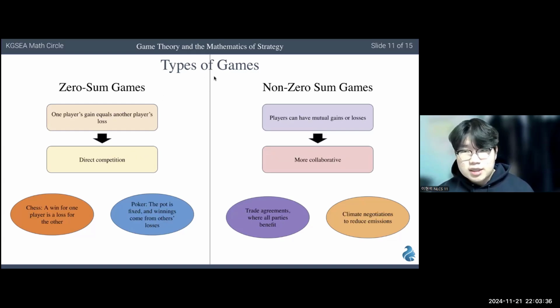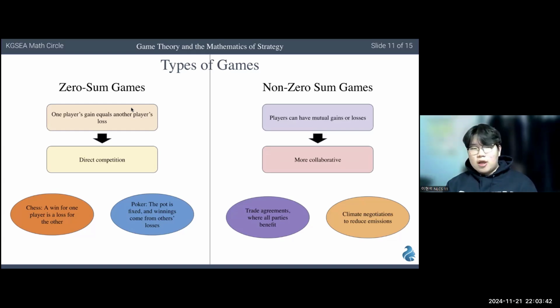Another example is zero-sum and non-zero-sum games. Zero-sum games mean that one player's gain equals another player's loss, hence the title zero-sum, where the total gain and utility would be 0. This sparks direct competition, as in, for example, chess, where a win for one player is a loss for another. And in poker, because the pot is fixed, the winnings that one player earns come from another player's or another group of players' collective losses.